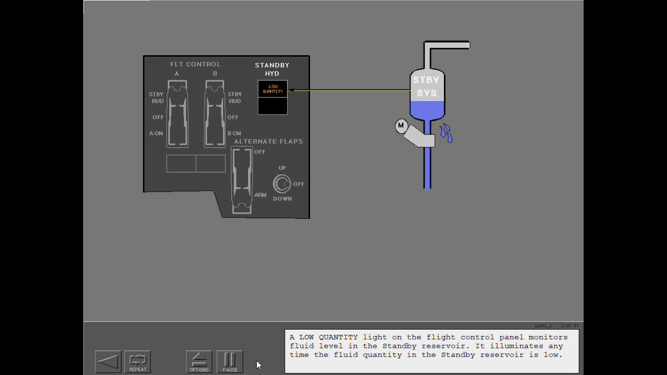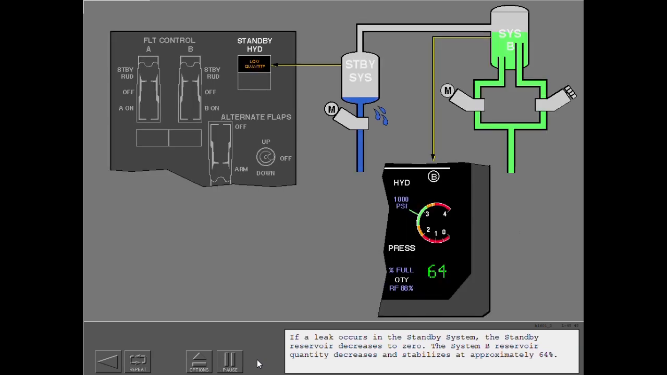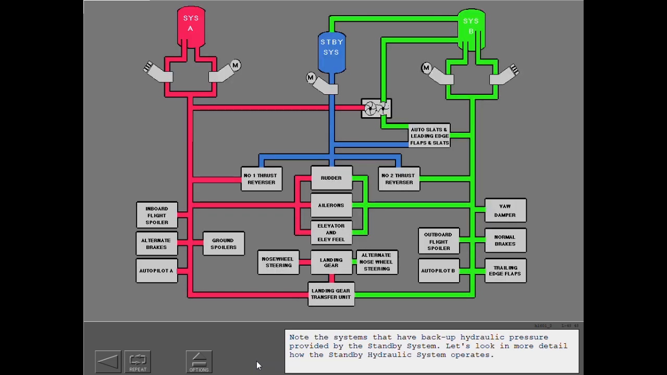A low quantity light on the flight control panel monitors fluid level in the standby reservoir. It illuminates any time the fluid quantity in the standby reservoir is low. If a leak occurs in the standby system, the standby reservoir decreases to 0. The System B reservoir quantity decreases and stabilizes at approximately 64%. Note the systems that have backup hydraulic pressure provided by the standby system. Let's look in more detail how the standby hydraulic system operates.